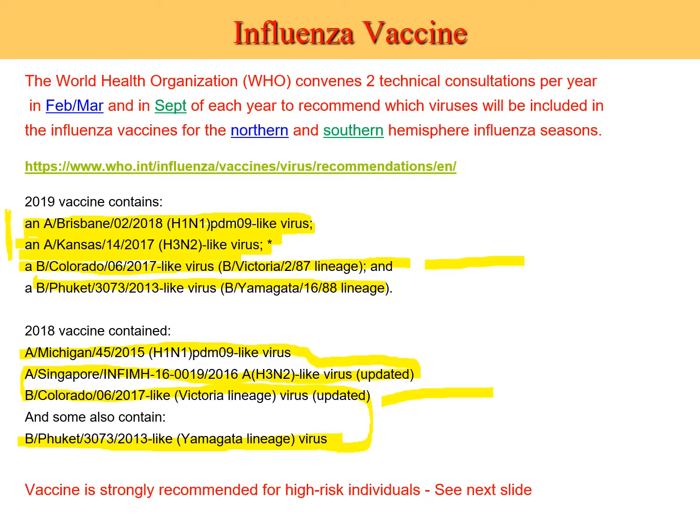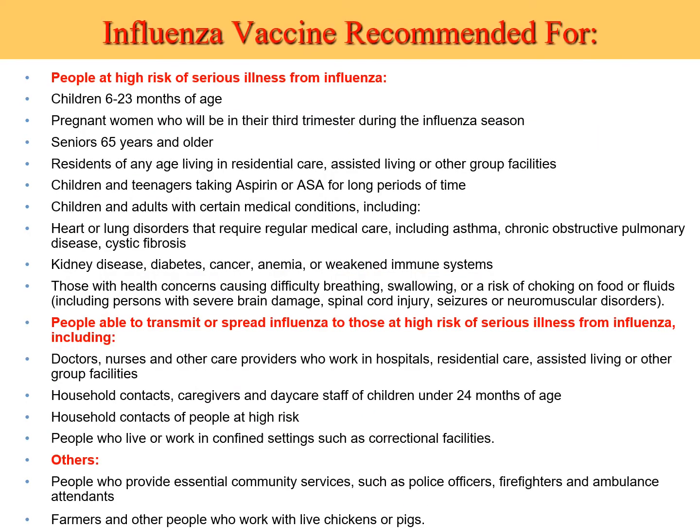Vaccines are strongly recommended for high-risk individuals, typically, and those recommendations can change from jurisdiction to jurisdiction. So from one province to the next, there may be slight differences. But in general, they follow these kind of recommendations. I certainly wouldn't want you to learn them. They shift regularly. But people at high risk of serious illness from influenza are the ones who are recommended to receive the vaccine.